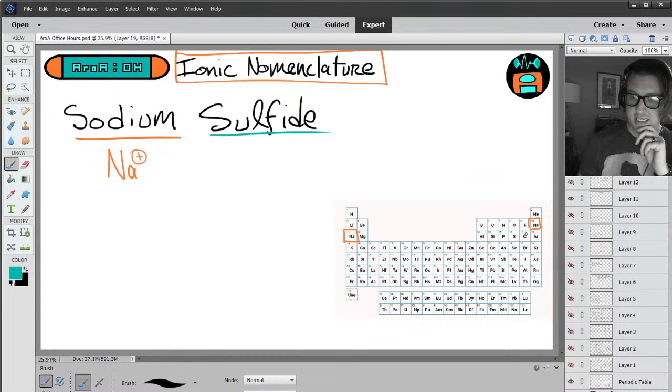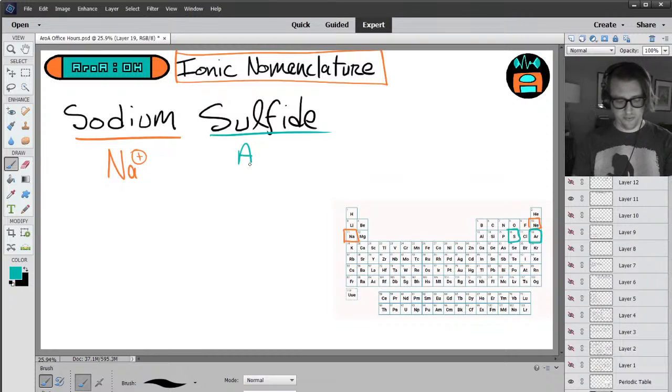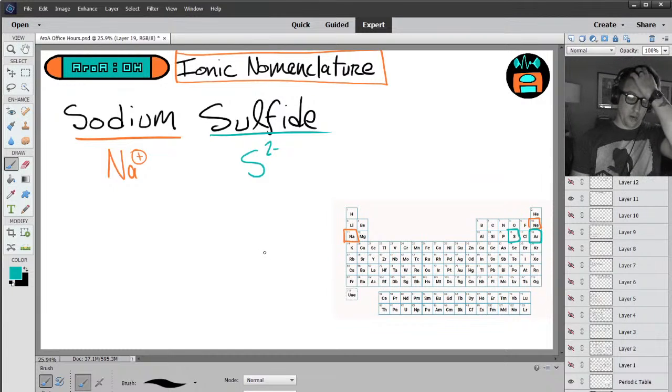Now, sulfide is the anionic version of sulfur. Sulfur has 16 electrons and wants to have the same electron count as argon. Sulfur has 16, it wants 18, it needs to gain 2 negative charges, so it will have a charge of -2.